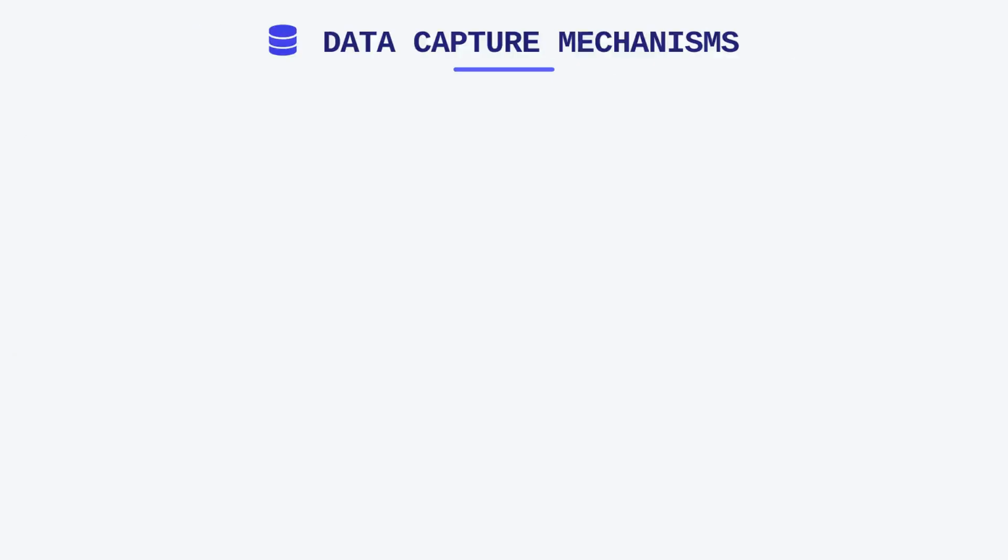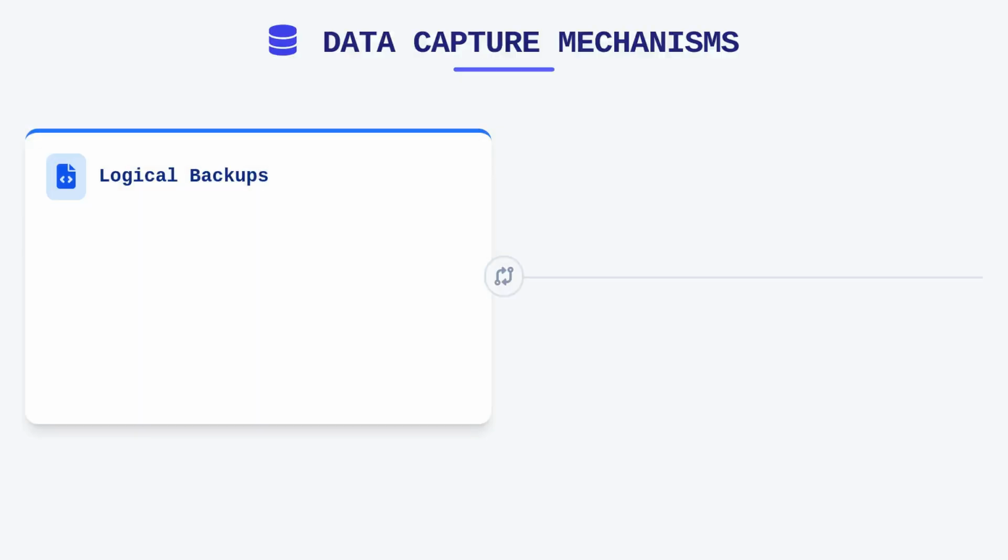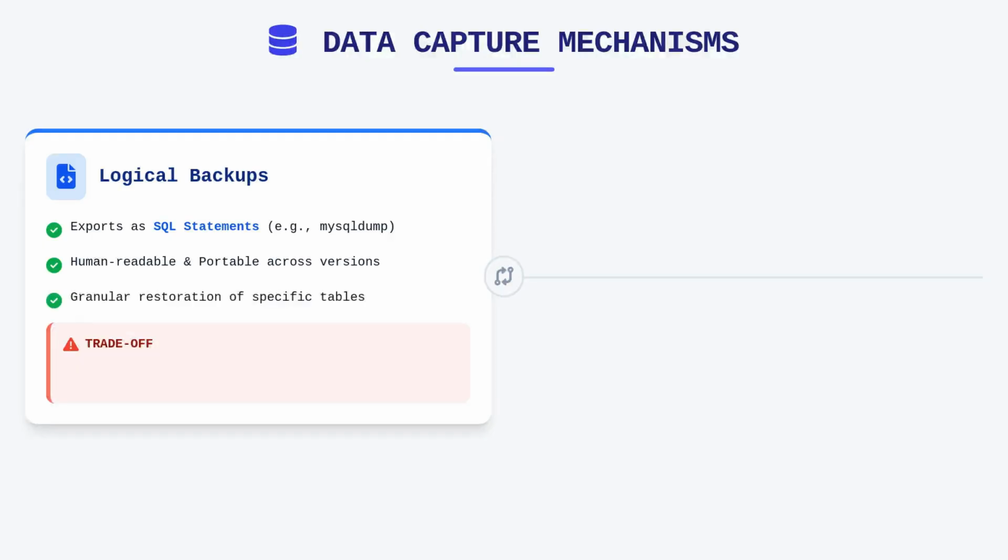When we choose a mechanism to capture data, we are generally deciding between logical and physical backups. Logical backups, such as those produced by utilities like mysqldump or mysql, export the data as a series of SQL statements that can recreate the database structure and content. These files are human-readable, portable across different MySQL versions or storage engines, and allow for granular restoration of specific tables or databases. However, they are fundamentally slow to produce, and even slower to restore because the database must parse the SQL and reinsert every row, which involves significant storage engine overhead.